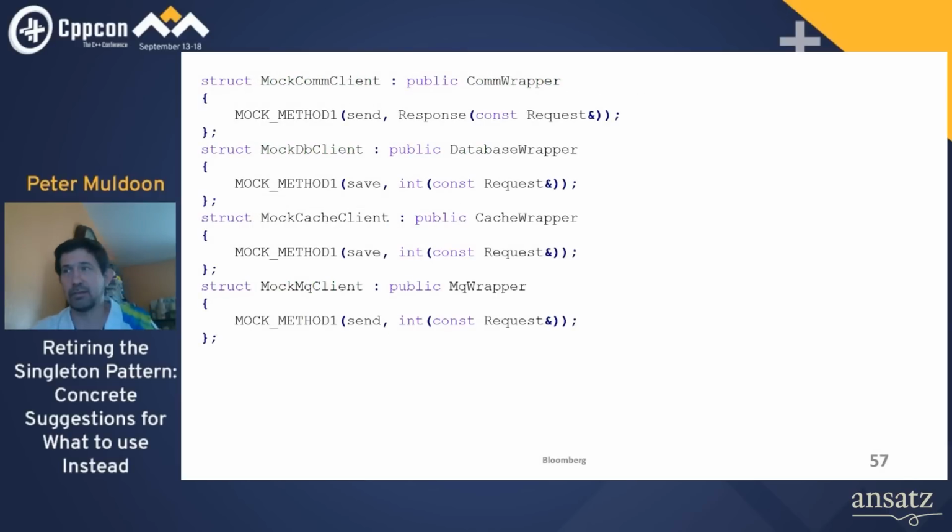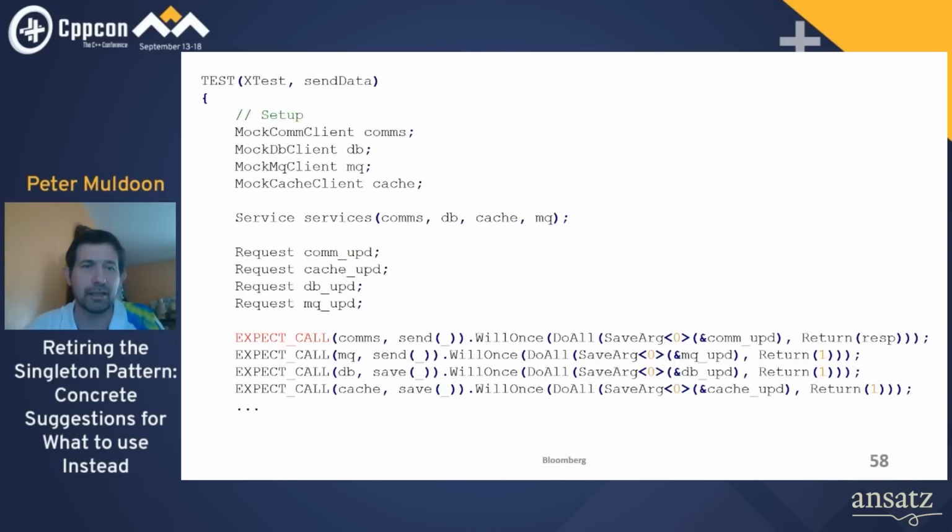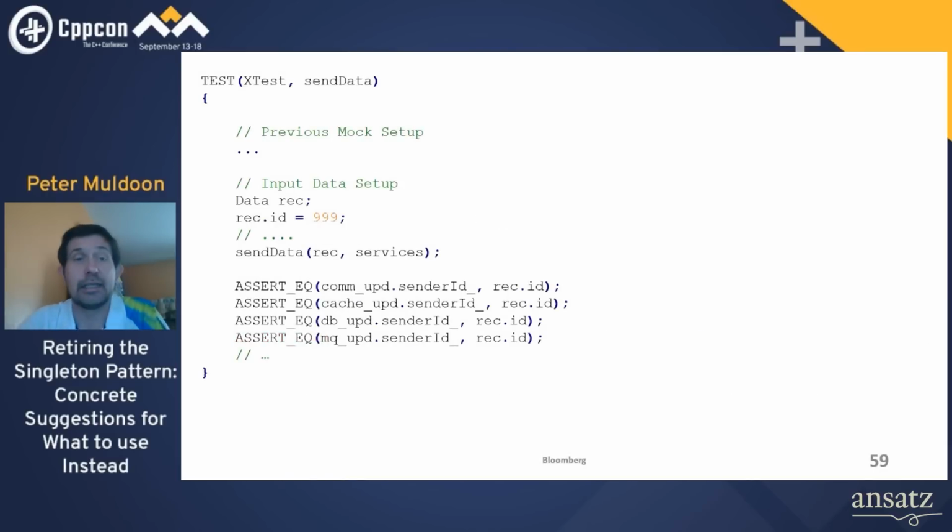Well, I'll have to hurry, but you just create a bunch of mock clients derived off these things, drop them into a services, and set up your expectations so you get all the requests back. And then I call the send data with the services. That's going to, inside the send data, reach into my services and hit my mock functions. And again, all those requests are available to me. So I have dependency injection.